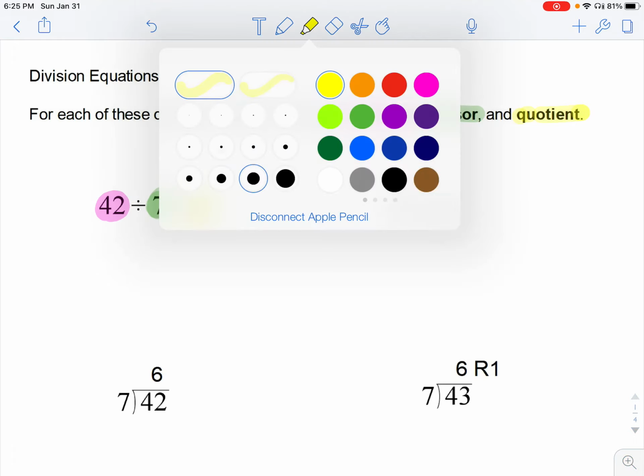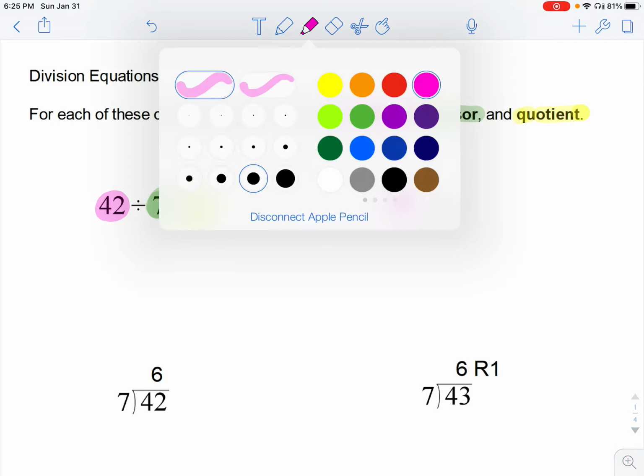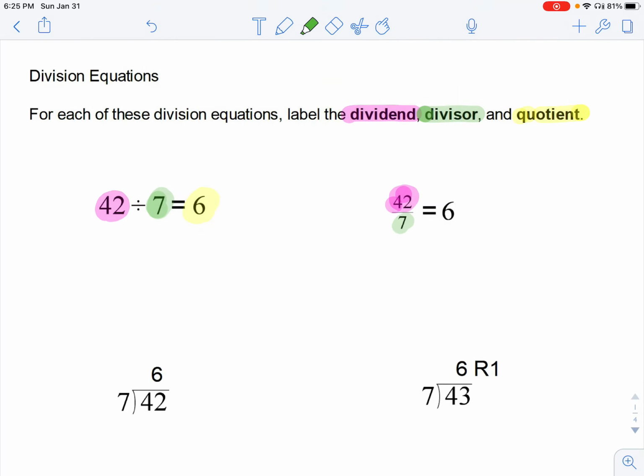Okay, so for this first one, we still have the same. 42 is our dividend, 7 is our divisor, and notice they're just put in the numerator and denominator because as we've said all along, when you are using fractions, you're dividing into equal parts. So then our quotient is 6. So you might have thought 42 is the numerator. You're right, but it's also the dividend.